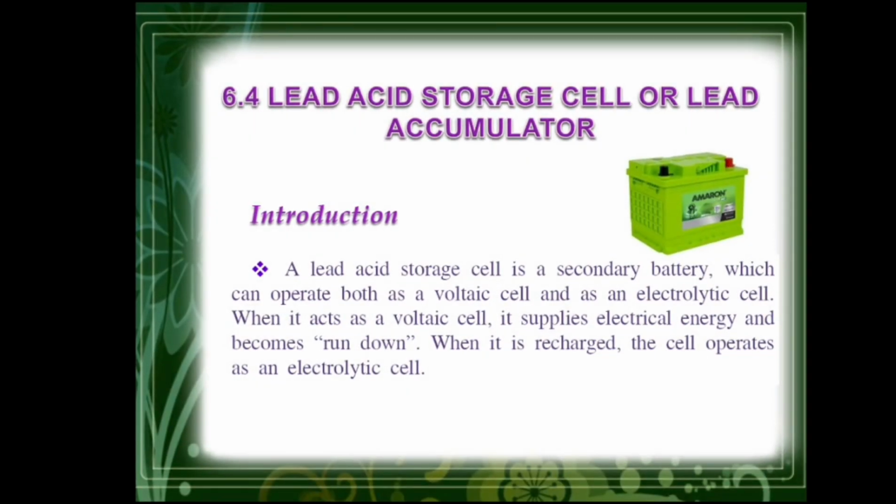Now we are going to discuss in detail the lead acid storage cell, or lead accumulator. Introduction. It is a secondary battery which can operate both as a voltaic cell and as an electrolytic cell. When it acts as a voltaic cell, it supplies electrical energy and becomes run down. When it is recharged, the cell operates as an electrolytic cell.